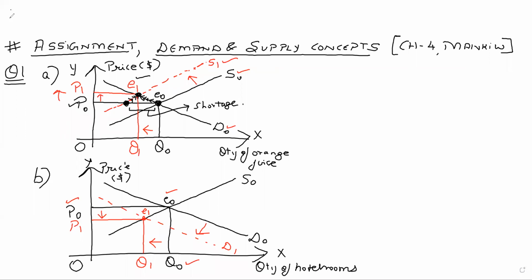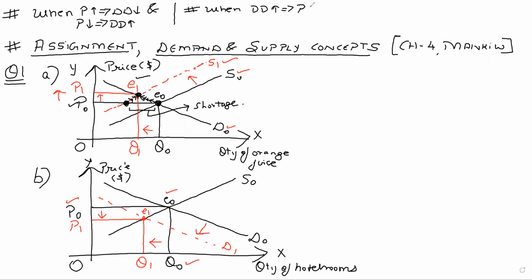So guys, you need to understand something. When price rises, demand falls, and when price falls, demand rises. All of you know this, right? But you can write, when demand rises, price will rise, and when demand falls, price will fall.